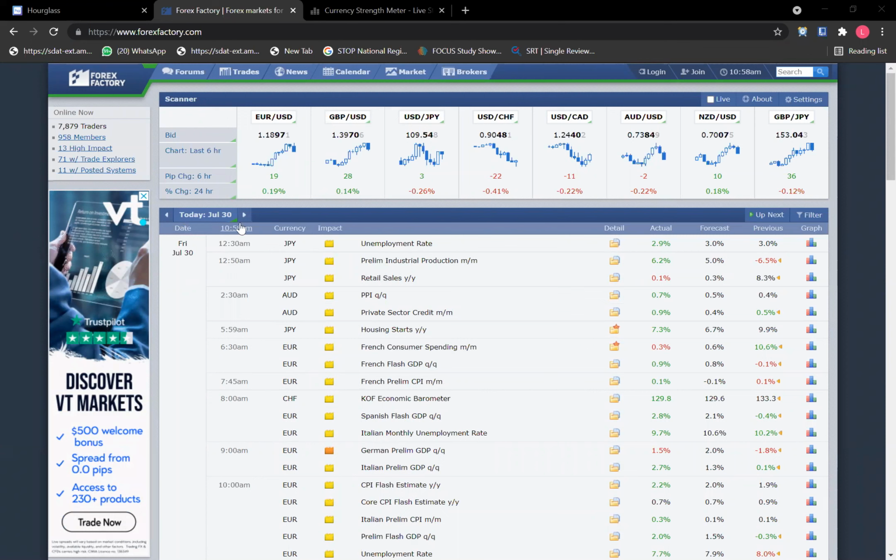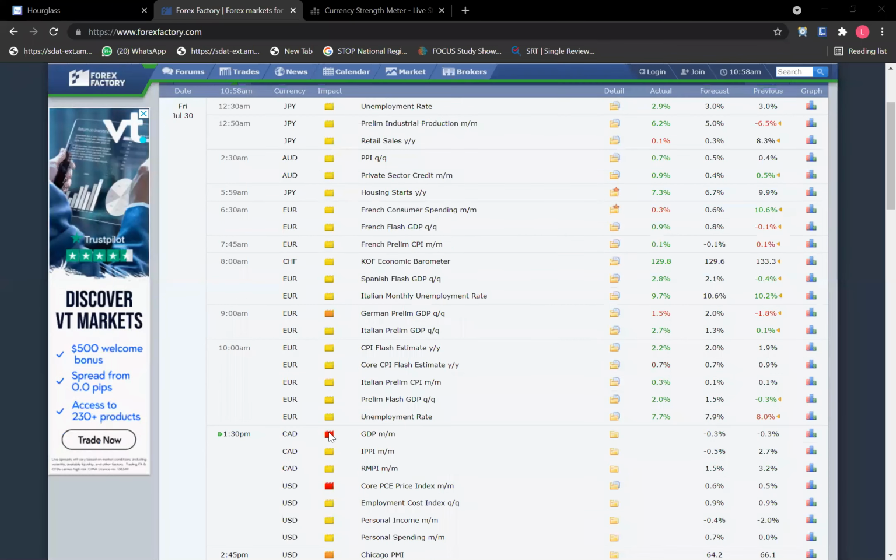You have your date on the left-hand side, you have the time after it, you have your currency, and you have the impact expected. And you have the news here. So now you're basically going to check. Yellow means low impact expected. Orange means, as you can see, medium impact expected. And red means high impact expected.